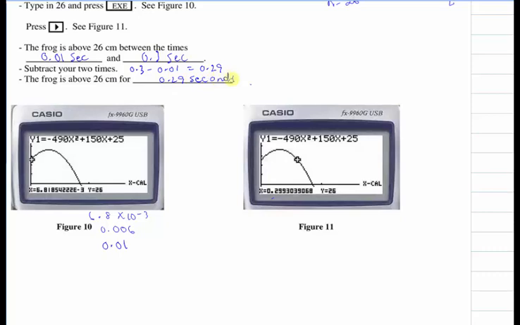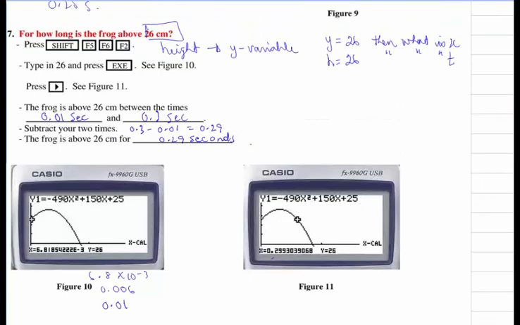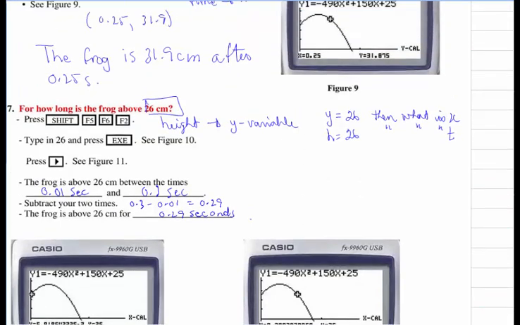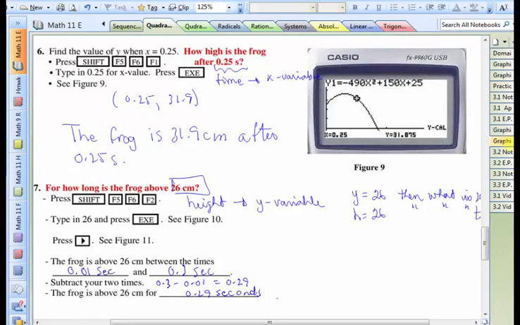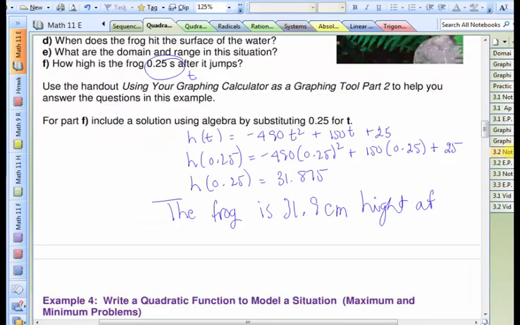Okay, the last thing that we need to do on example number 3 is to take this question here, number 6, and work it out algebraically. So we're going to go back to our notes, and I have it written out here, so I'll just go over it with you. We want to know how high the frog is after 0.25 seconds. The 0.25 seconds represents t in the formula.